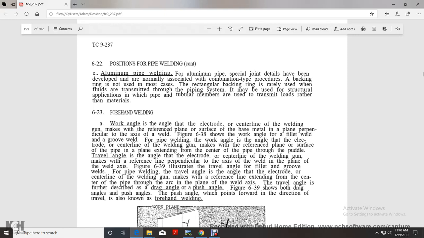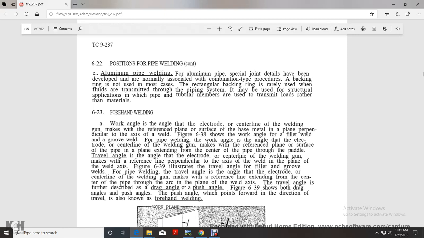In the forehand method, the work angle of the electrode is the center line of the welding gun making the reference plane with the surface of the base metal, the plane perpendicular with the axis of the weld. Figure 638 shows the work angle of the fillet weld and the groove weld in pipe welding: the work angle of the electrode, the center line of the welding gun making the reference plane with the surface of the pipe, the plane extending through the center of the pipe and the puddle.